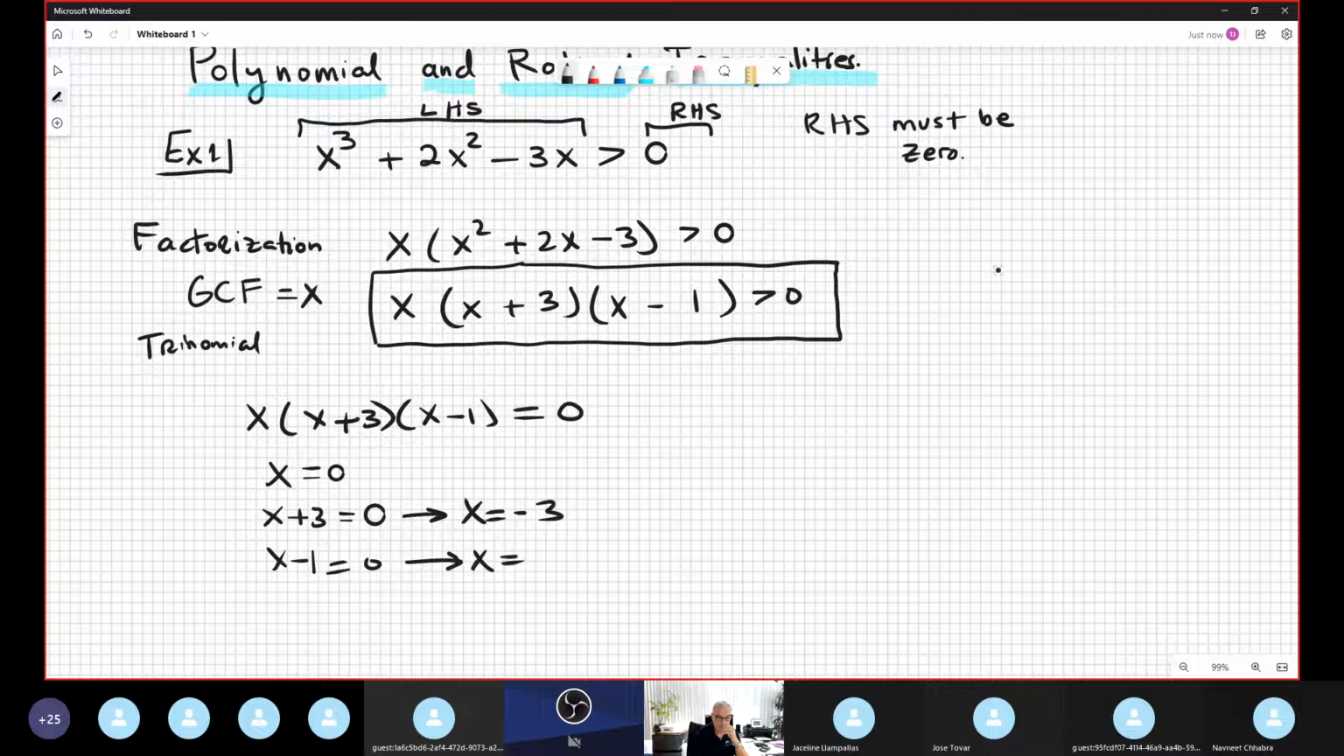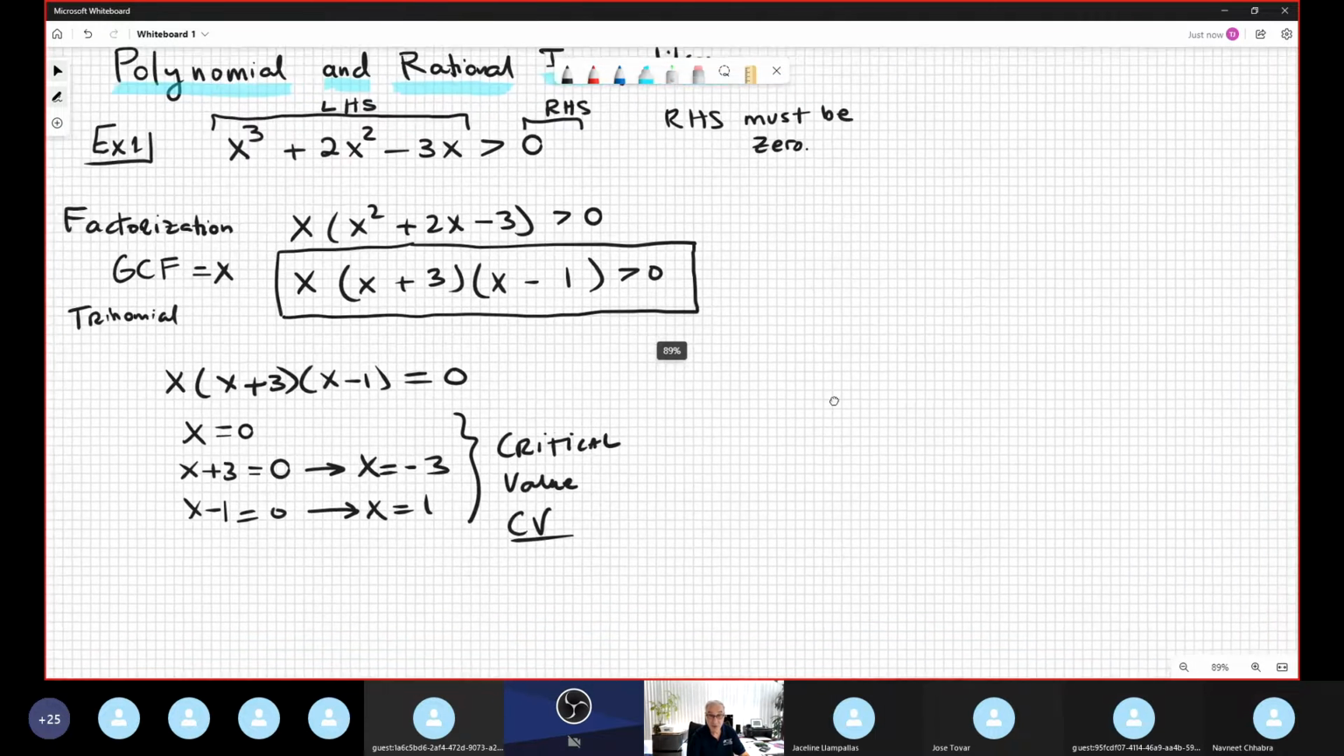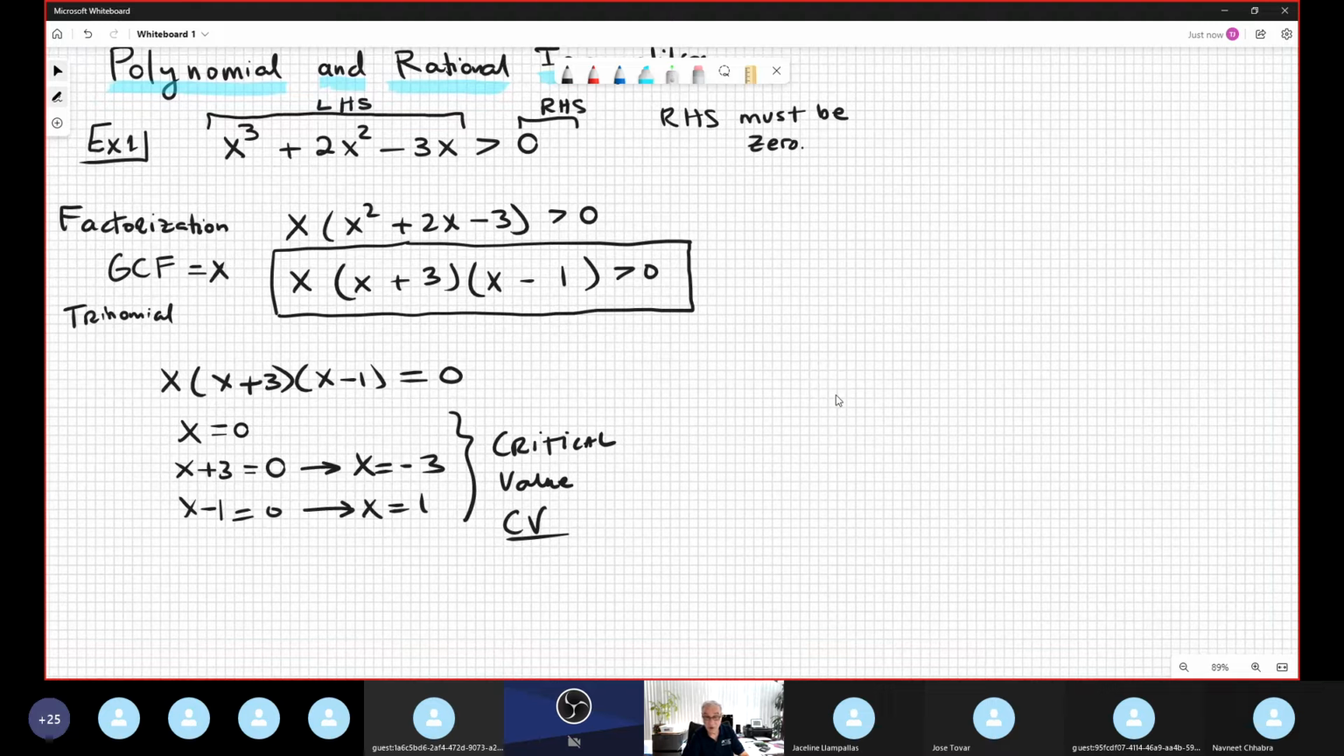And this guy, zero, -3, and 1, they are critical values. And this is super important in the analysis. I call the acronym CV, critical values. So I finish at this moment the algebra. I move on to the graphic part. The graphic part is important. If you are doing the algebra part and not the graphic part, zero for you.